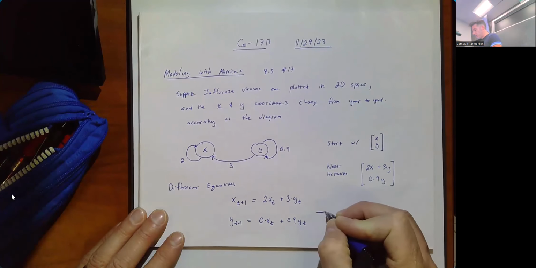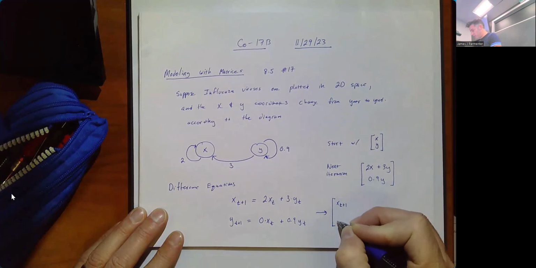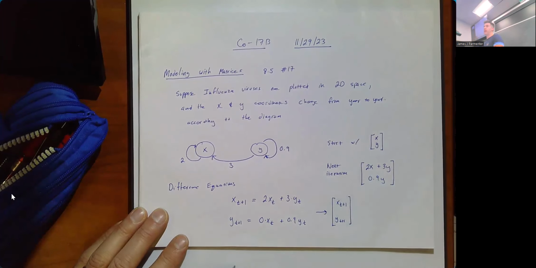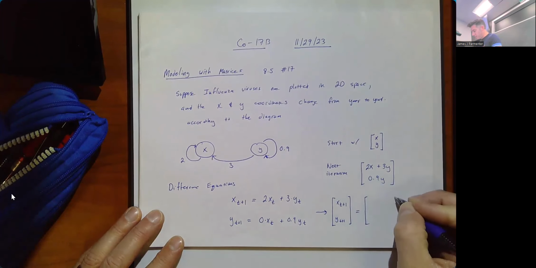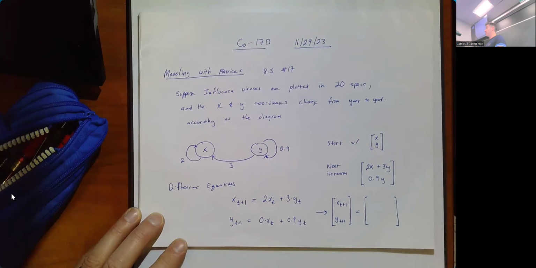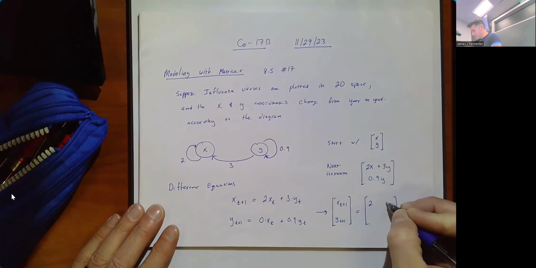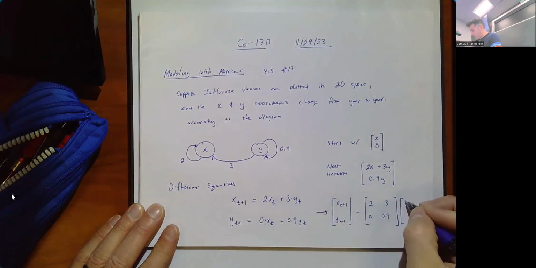This really can be rewritten as the next year vector, X sub T plus 1, Y sub T plus 1. We kind of throw the words matrix and vector around interchangeably. And it's going to equal a 2 by 2 matrix, the coefficient matrix, so-called because it is literally the coefficients of X and Y: 2, 3, 0, and 0.9, times the variable vector X sub T, Y sub T.